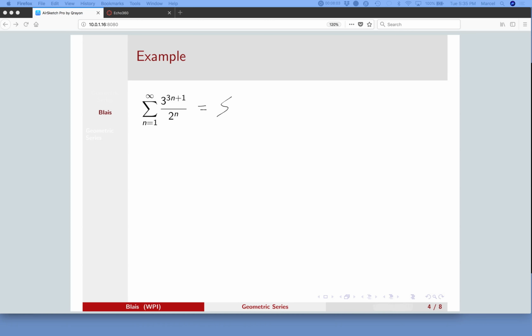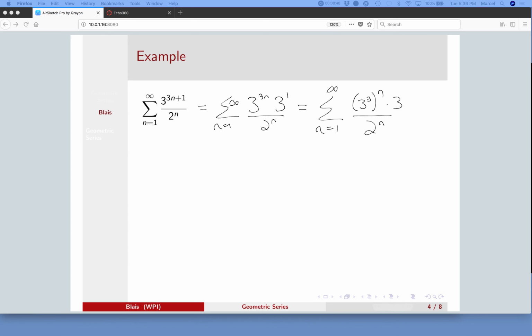So here, we can use our rules for exponents. So we know 3 to the 3n plus 1 can be written as 3 to the 3n times 3 to the 1. 2 to the n in the bottom we leave alone. And then we note that 3 to the 3n we can rewrite as 3 cubed to the n. And now we're just about there.